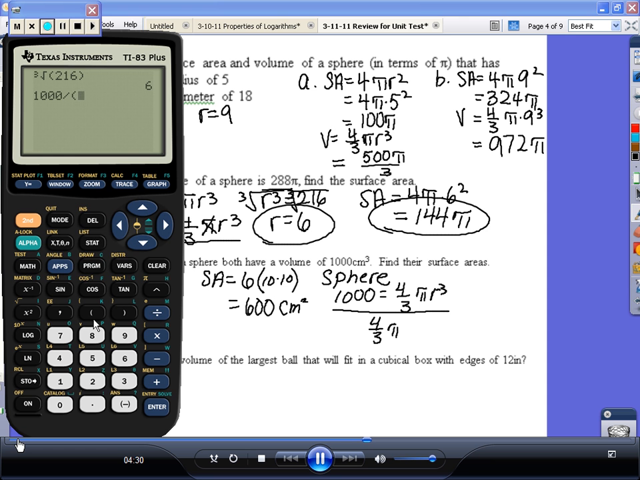So take 1,000, divide it by the quantity of 4/3 times pi. And see, I'm going to go back and put another parenthesis because I divide by that whole thing. So divided by 4/3 pi, and I'm going to get a decimal. Now I have to take the cube root of that to solve for the radius. Okay, so if I take the cube root of that answer, I'm going to get about 6.204 for my radius.